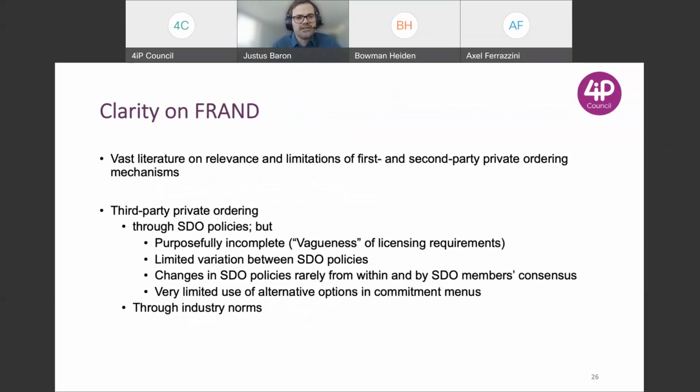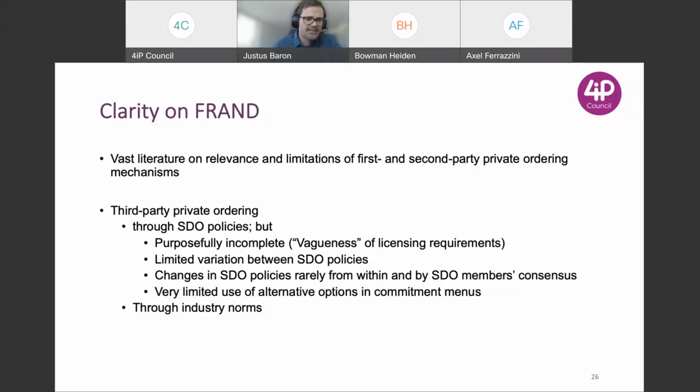So this is for disclosure policy in very brief. The other important aspect of SEP policy is obviously the clarity on FRAND, the FRAND value of SEP licenses. And I'm going to be a little bit fast on that, in part because so much has been written and said about the relevance and limitations of first and second party private ordering mechanisms. Basically, the entire literature about whether market incentives are enough to regulate the prices of SEPs.